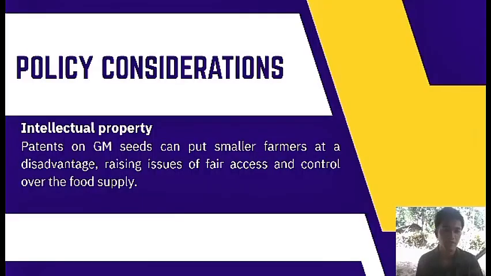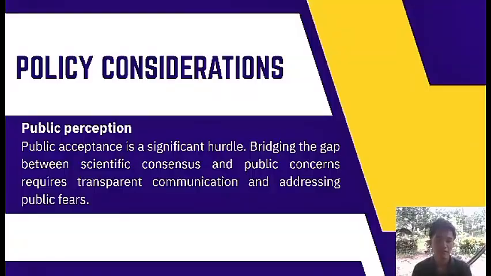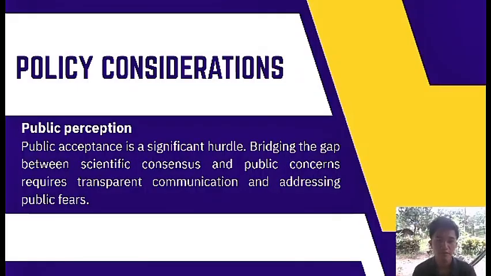Intellectual property. Patents on GM seeds can put small farmers at a disadvantage, raising issues of fair access and control over the food supply. Public perception. Public acceptance is a significant hurdle, bridging the gap between scientific consensus and public concern. It requires transparent communication and addressing public worries.